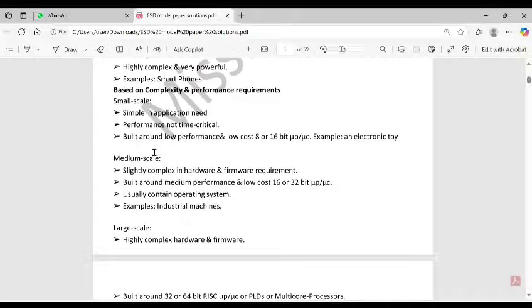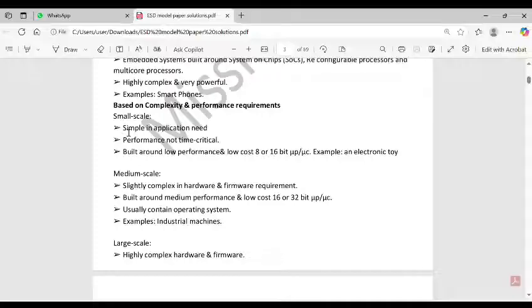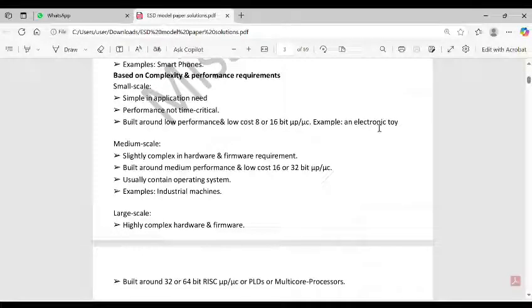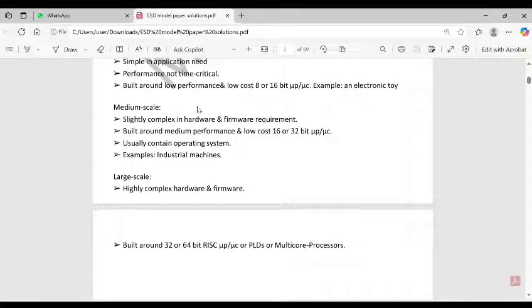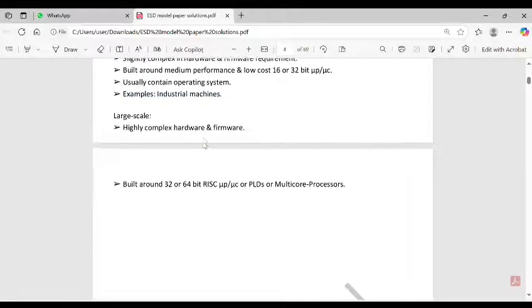In this, there are three types of complexities: small scale, medium scale, and the large scale. In small scale, it is simple in application needed. Performance is not time critical, and these are built around low performance and low cost 8 or a 16-bit microprocessor or a microcontroller, for example electronic toy. In medium scale, it is slightly complex in hardware and firmware requirements, and these are built around medium performance and low cost 16 or a 32-bit microcontroller or a microprocessor, for example industrial machines.